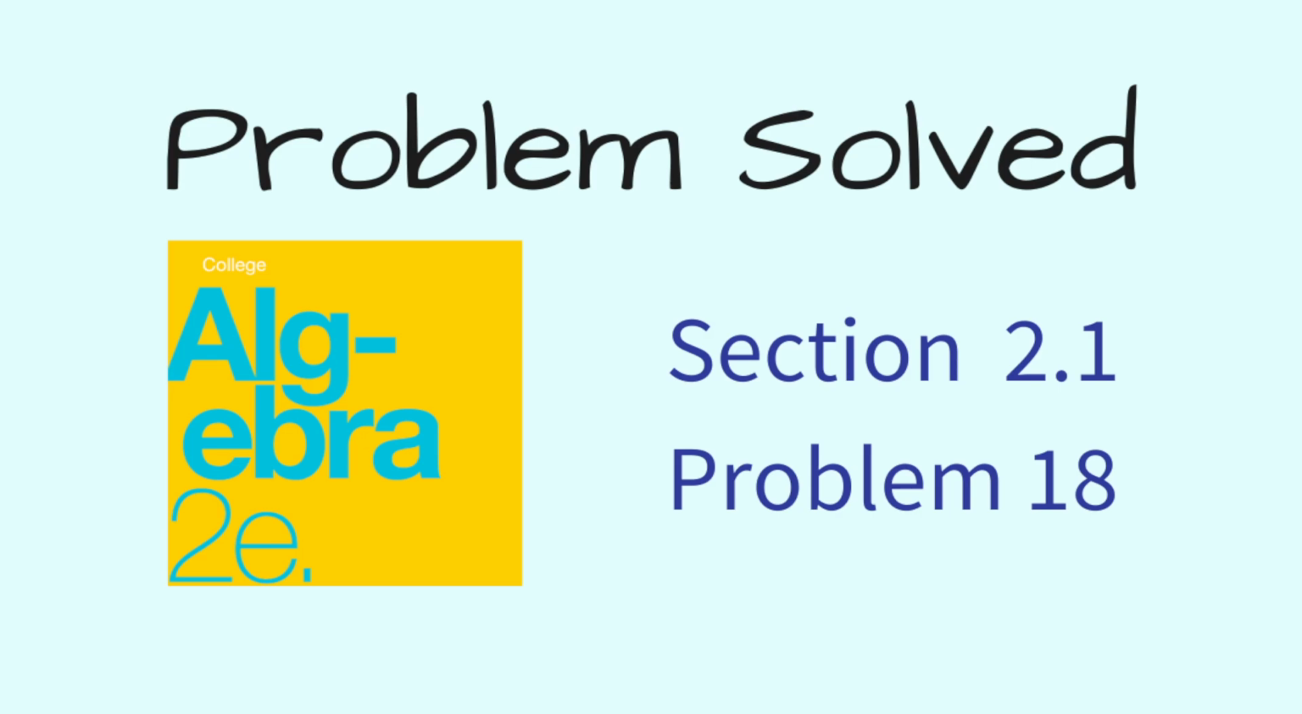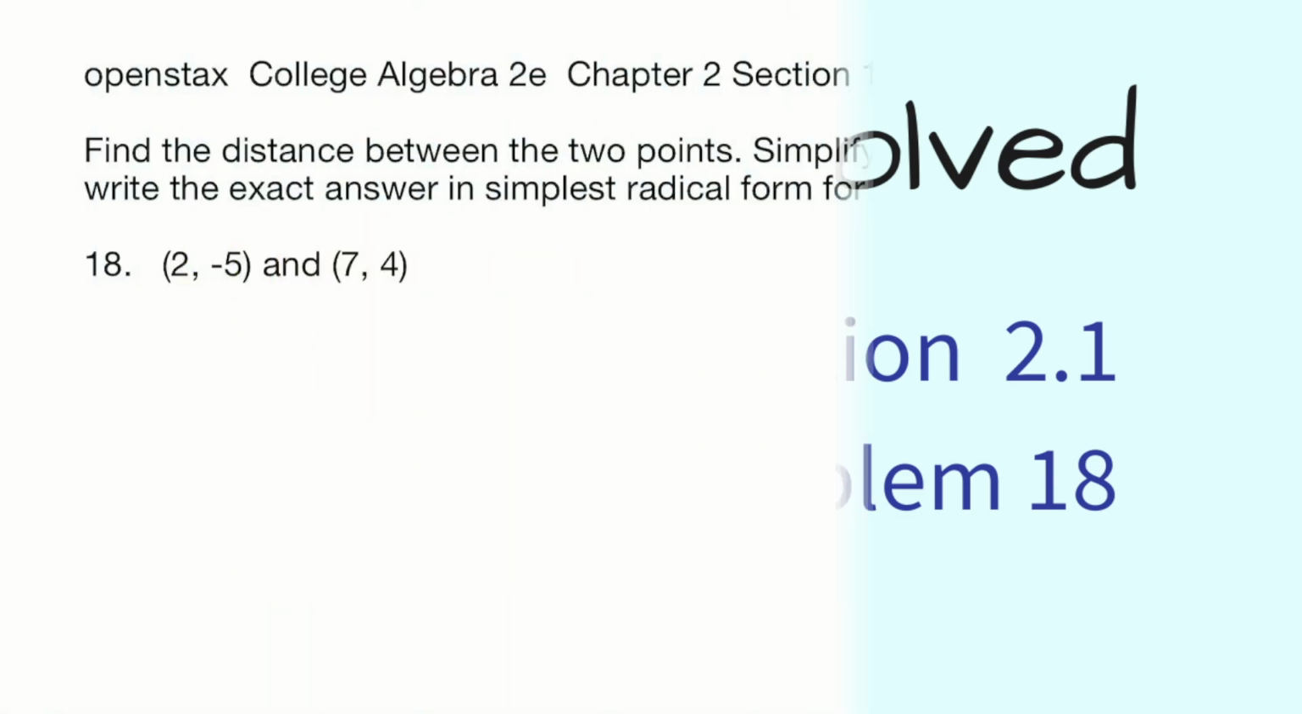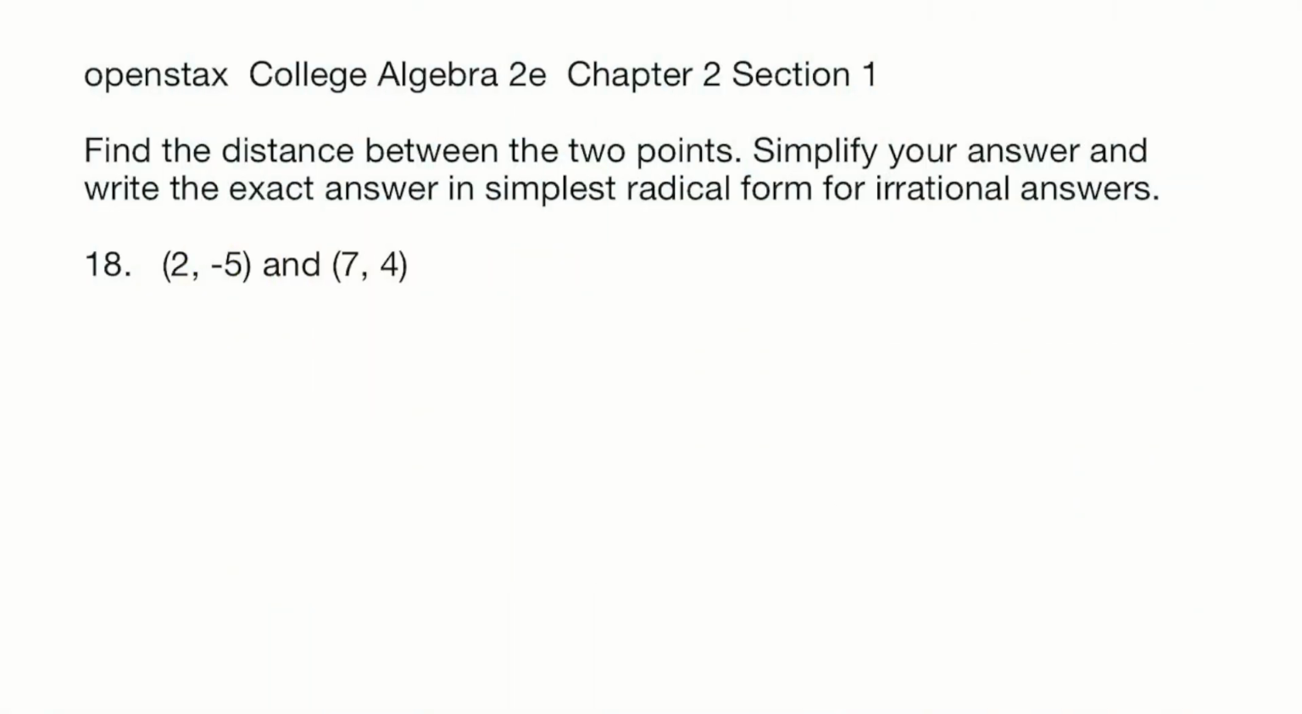Welcome. In this video, we are going to look at problem 18. It is from section 2.1 of College Algebra 2E by OpenStax. In this problem, we need to find the distance between 2 points. We need to simplify our answer and write the exact answer in simplest radical form for irrational answers.